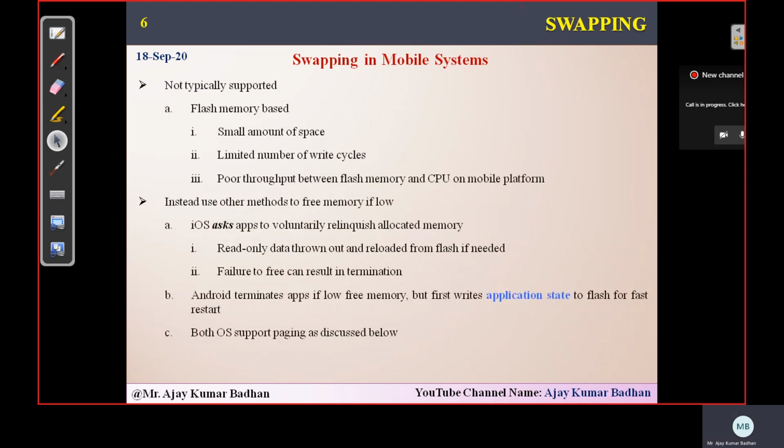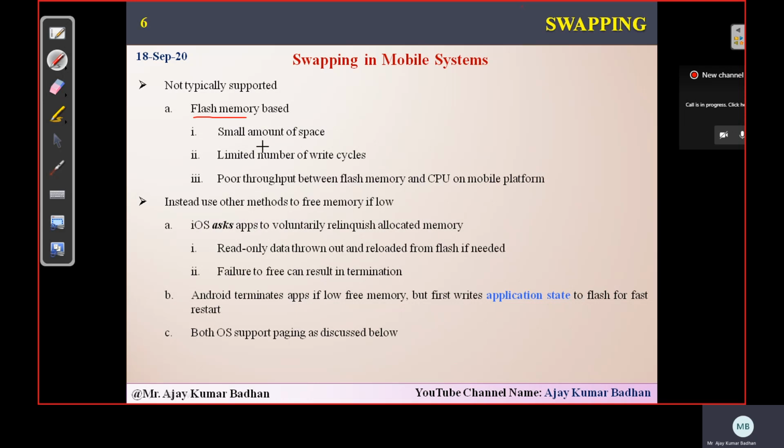And next is swapping in mobile systems. Basically, mobile systems are very small in size. They have certain limitations related to memory. The swapping concept is not used in mobile systems. Then, sir, what about the backing store? Yes, we use a backing store, but not the one we discussed in the previous slides. Here, the backing store is flash memory, because the device is very small in size. The smartphone you are using is about 6 inches, so it cannot provide much storage.